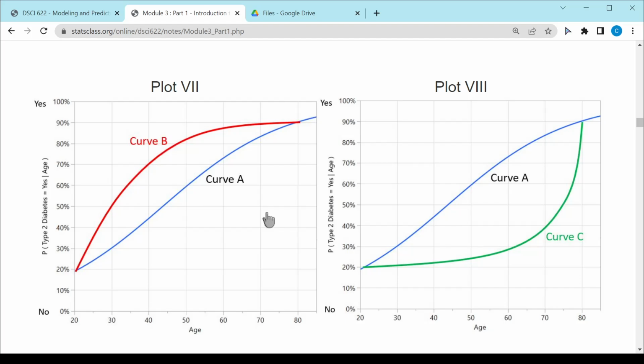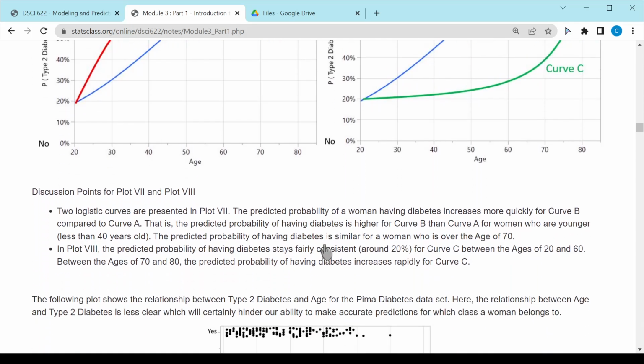So these logistic curves can have different forms, and the data is used to determine what the form of that logistic curve looks like.